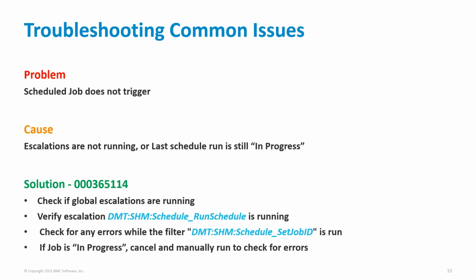If the last scheduled job is in progress, you can cancel the job, run the job manually to see if there are no errors, and if the job completed without any issue. Create a new schedule and verify. You can also refer to the solution mentioned in the article 000365114.